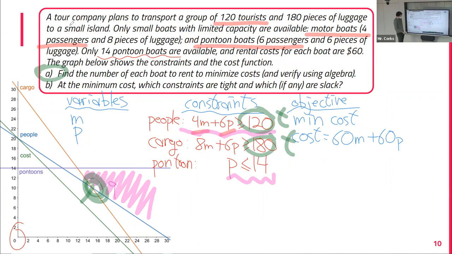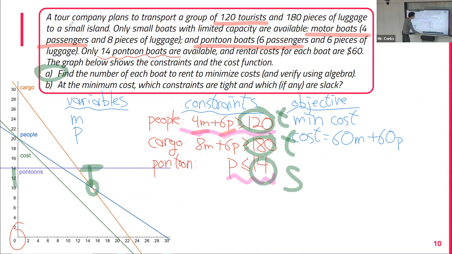And pontoon we can see is a slack constraint. We can see that in the graph also. Here's the limit for pontoon boats. Here's the actual corner we chose. They're not touching. They're slack. If this is 10 and this is 14, then it's exactly 4 extra boats. So this one is slack. Whatever things meet at your best corner, those ones are tight, the other ones are slack.